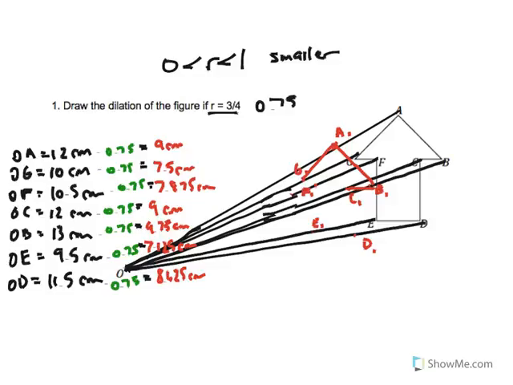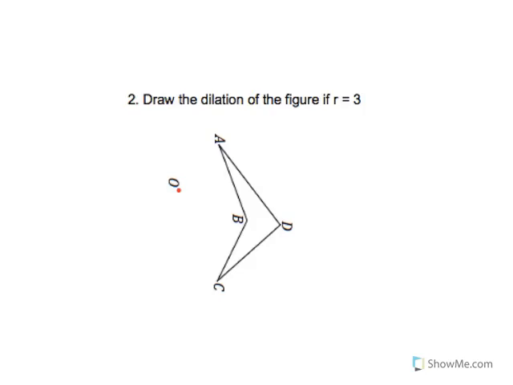Okay. G connects to F. F connects to E. And C connects to D. And we get our new shape. And it's about 3/4 of the size of the large shape. So we know that we calculated everything correctly. Let's do the dilation of this figure.